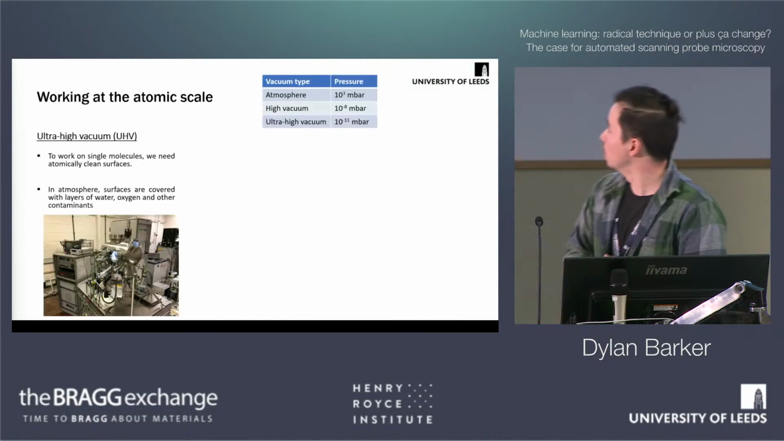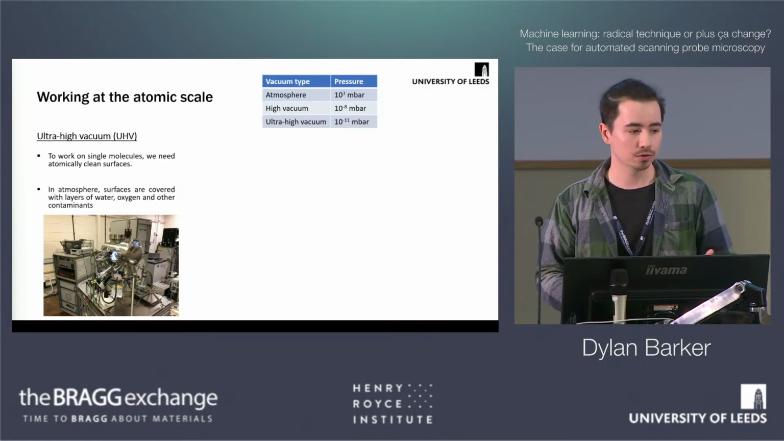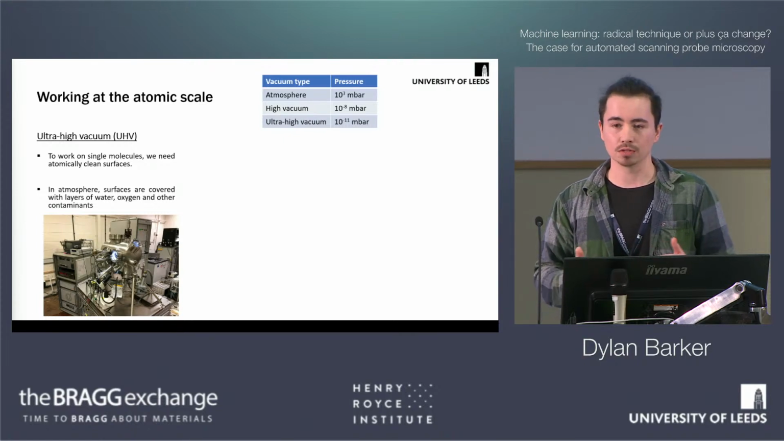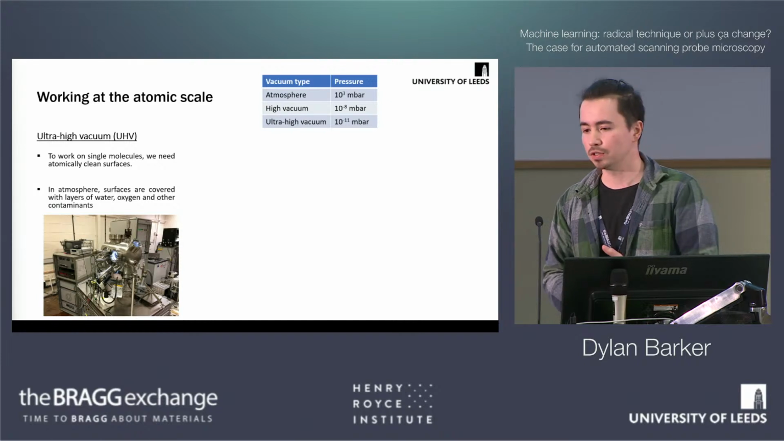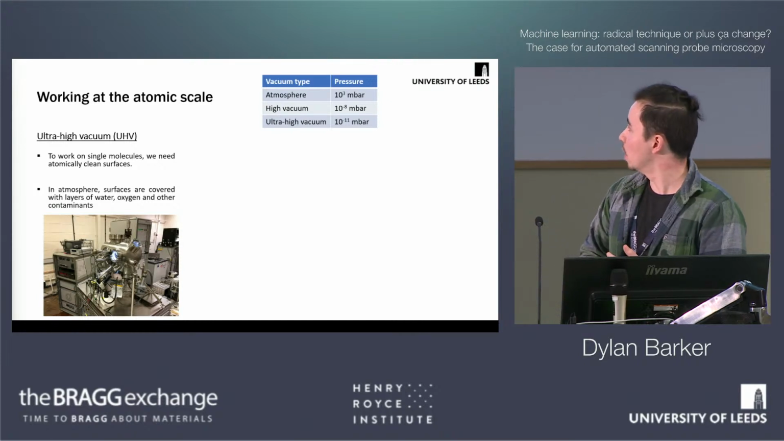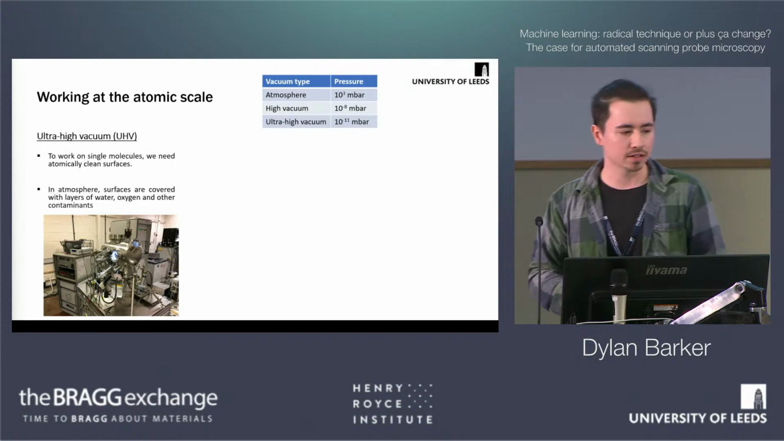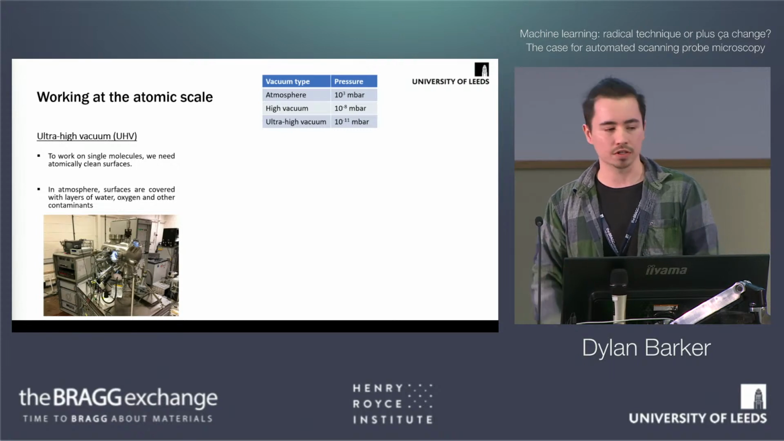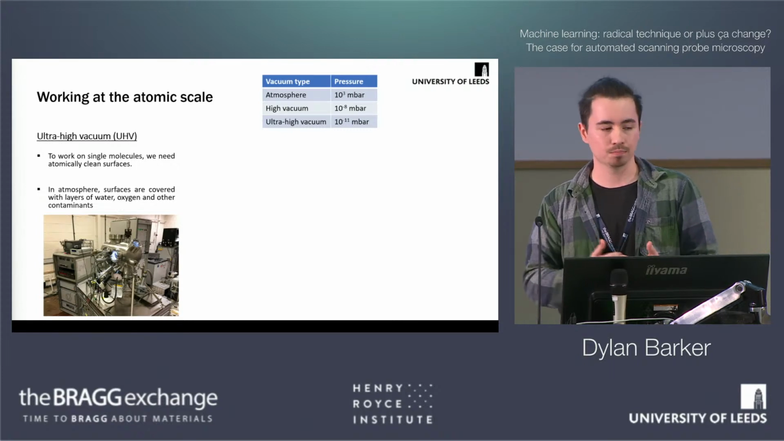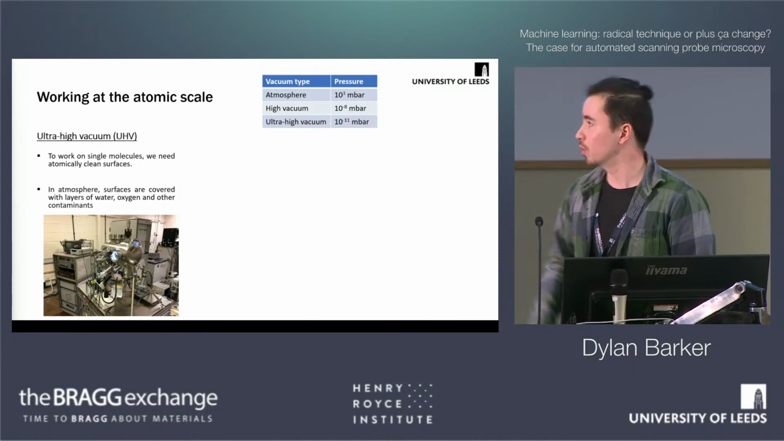So when we're working at this scale, we want to image single atoms and molecules. We need everything to be as clean as possible. So we work under ultra-high vacuum conditions. In atmosphere, all of your surfaces will be covered in a couple of layers of water, oxygen, other contaminants like that. So we heat them up, put them in our UHV chamber, and they should stay clean for long enough for us to image.